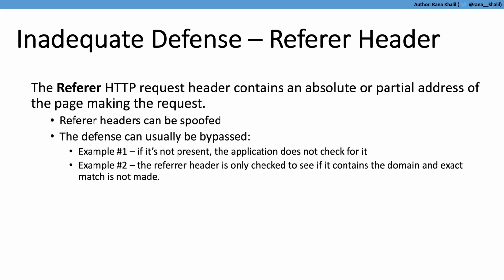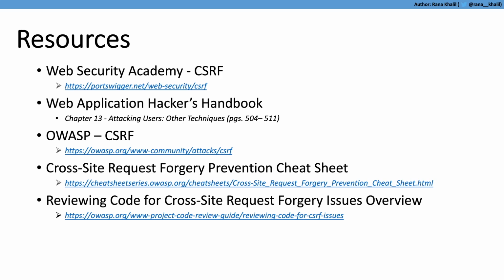So to recap, the primary defense is to use CSRF tokens. The secondary defense is to use SameSite cookies. And a defense that you definitely don't want to apply is the use of the referrer header. All right, that concludes our video.